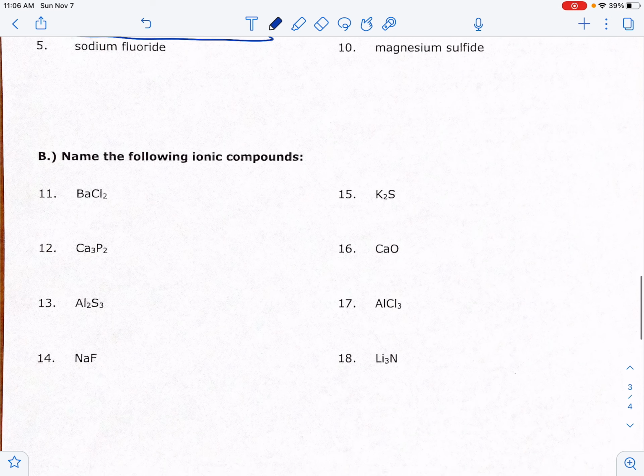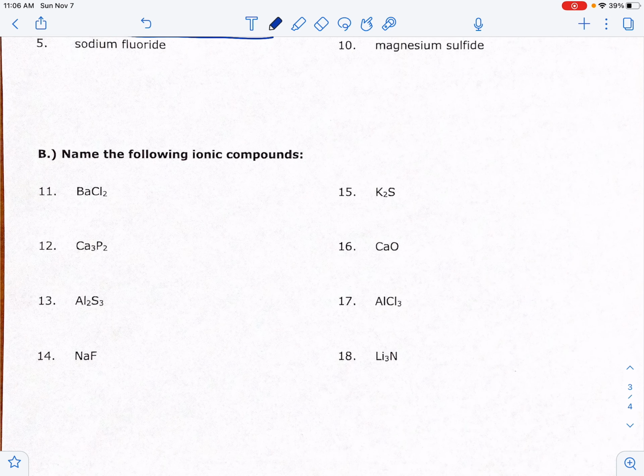Okay, now going down here, we're just going to simply name them. That means you don't have to write out the ions. You just tell me the name. So if I look up barium, Ba, that is barium on the periodic table. So it's a cation, so I'm not going to do anything to it. So I'm just going to write barium. And then I have Cl, which is chlorine, so I'm not going to write barium chlorine. It becomes barium chloride.